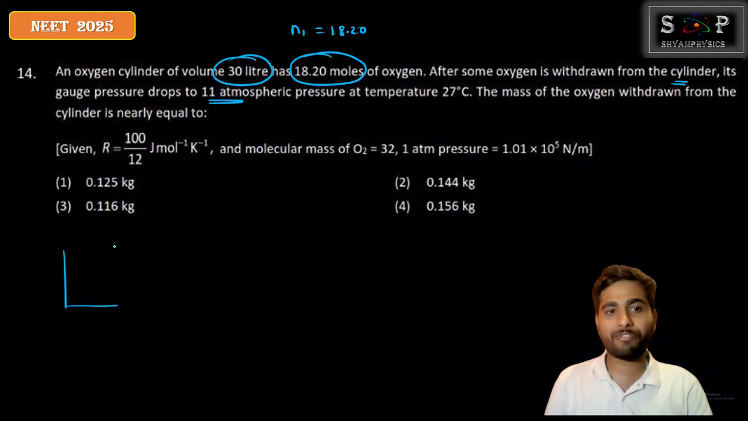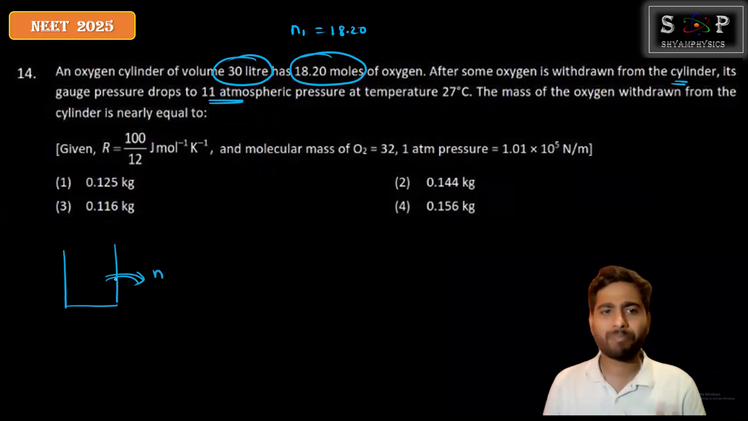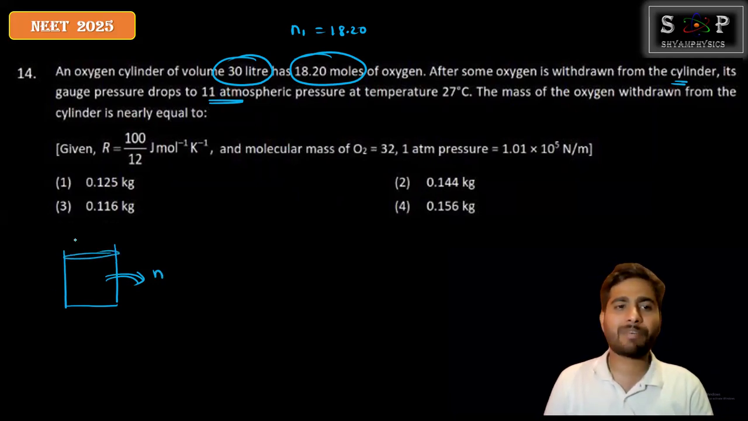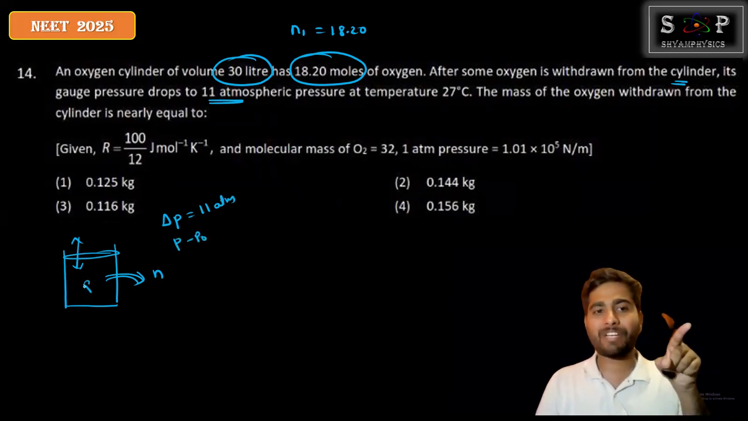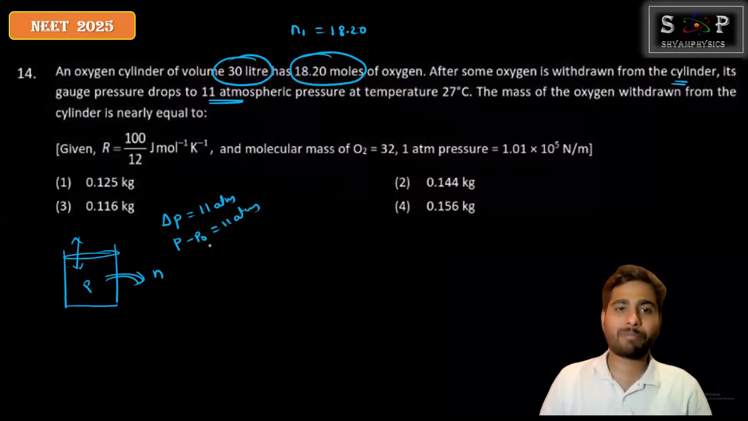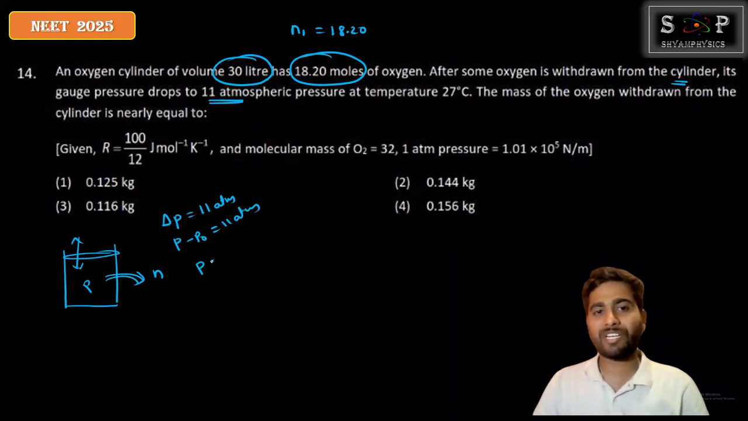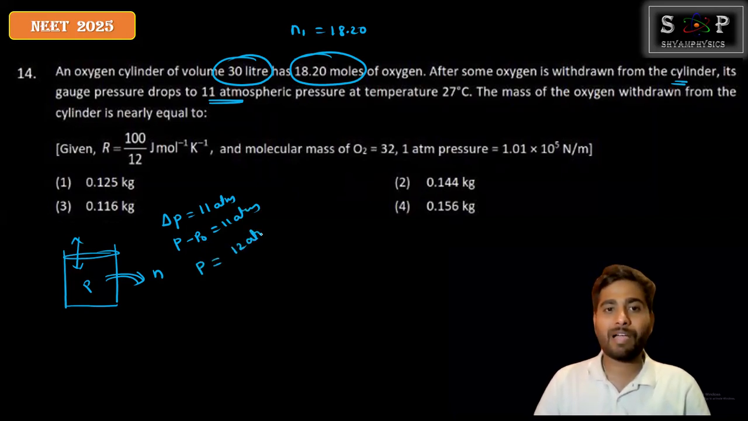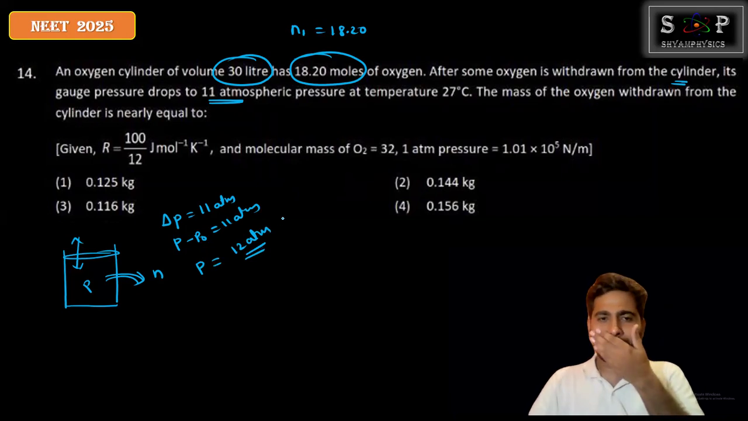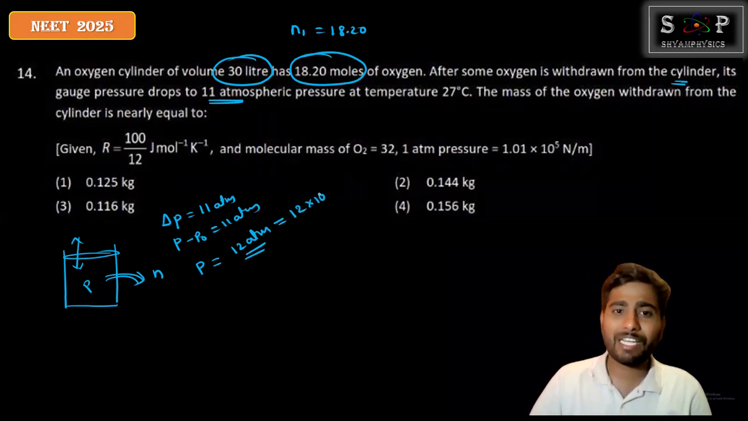Means from this cylinder, if you remove some amount of gas, how much was removed, I don't know. It's gauge pressure. Gauge pressure means pressure difference. That is delta P equals 11 atm. It is nothing but P minus P naught. P is the pressure inside the chamber, P naught is outside. P naught will come to the right hand side, so the pressure inside the chamber will become 12 atmospheric pressure. That is nothing but 12 into 10 to the power 5 Pascal.